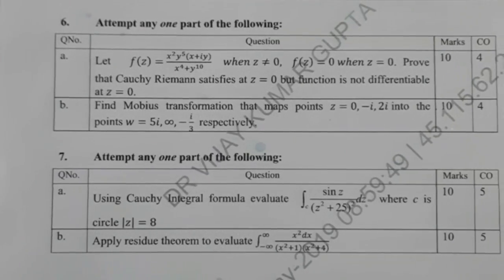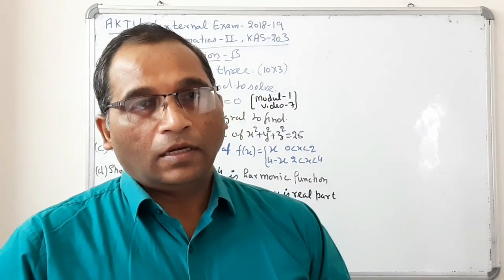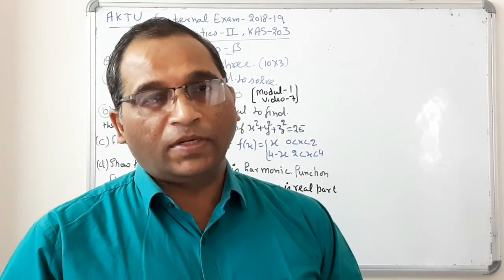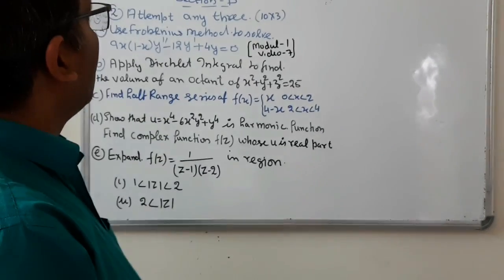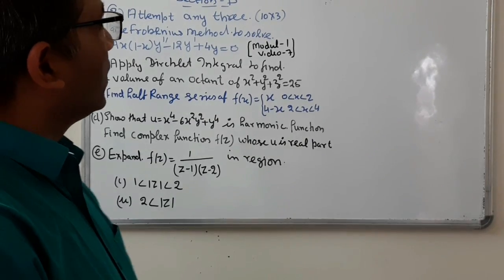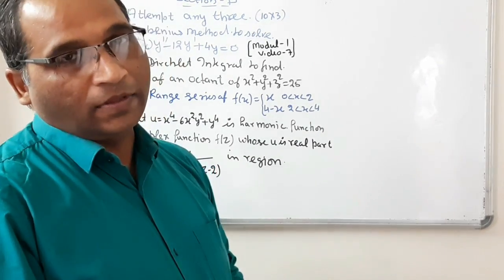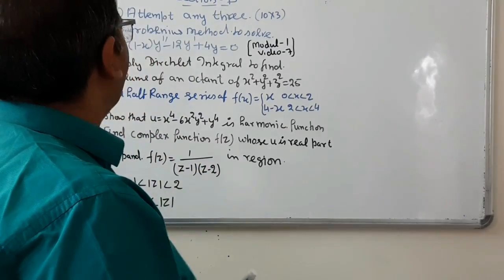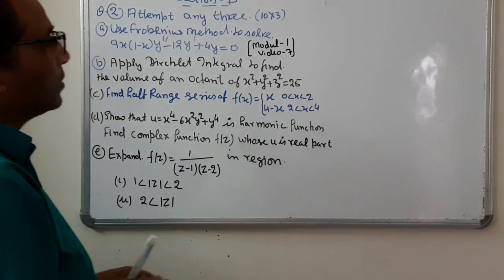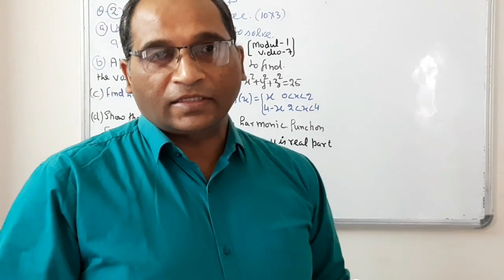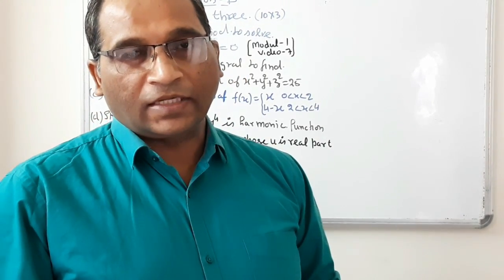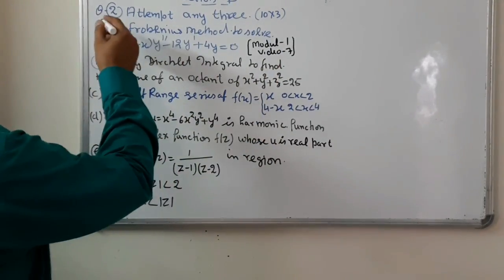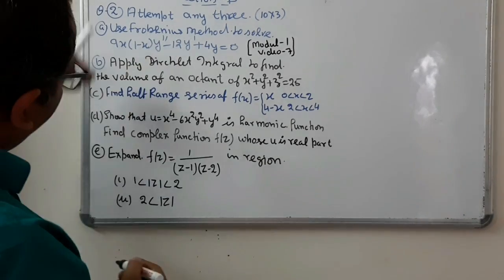Hello students, today we will discuss the previous year paper of AKTU, the Mathematics paper, AKTU external exam paper 2018-19, that means last year paper. How to solve the question paper, we will discuss this one. There are three sections, section A, section B and section C. First we discuss section B, right? In section B, there were 5 questions.